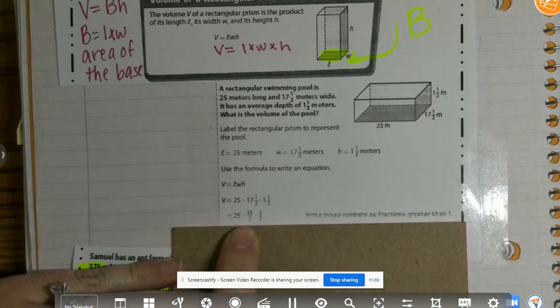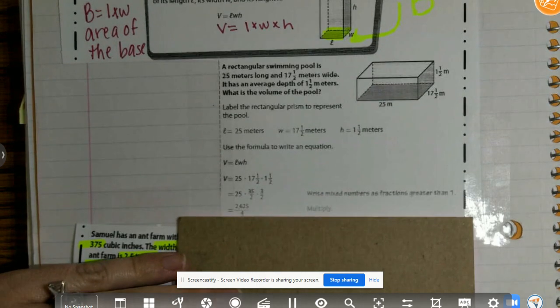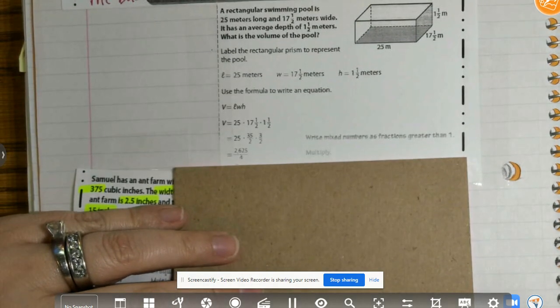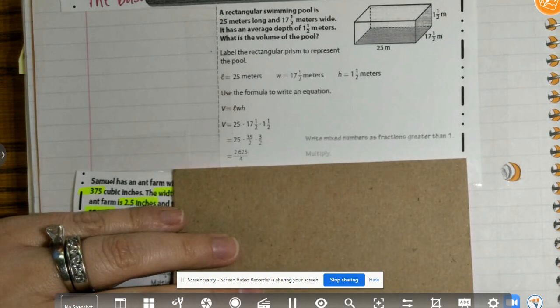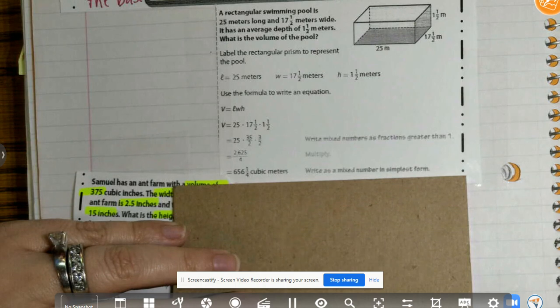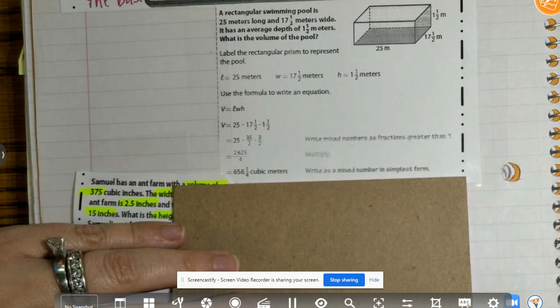So they made them all improper fractions and then multiplied, and got 2,625 over 4. They simplified and got 656 and 1/4 cubic meters. Now, you could also do this with decimals, and you would get the same answer, because you would use their decimal equivalents.